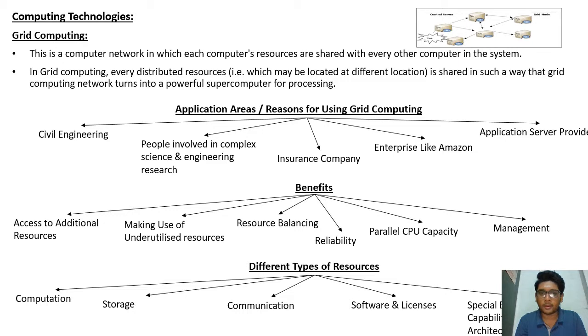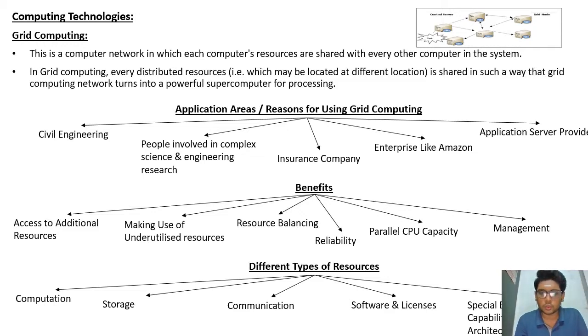What are the benefits of grid computing? Access to additional resources, reliability, resource balancing. I use 2 R's here: reliability, resource balancing. First, access to additional resources, and take the R's, reliability and resource balancing. So 3 are done. Fourth, making use of underutilized resources. Fifth, parallel CPU capacity. Finally, management. So there are 6 benefits to us.